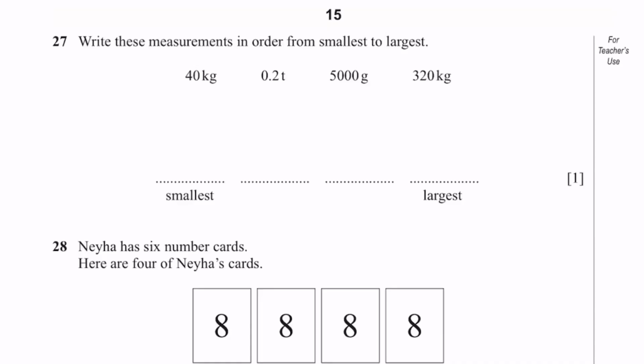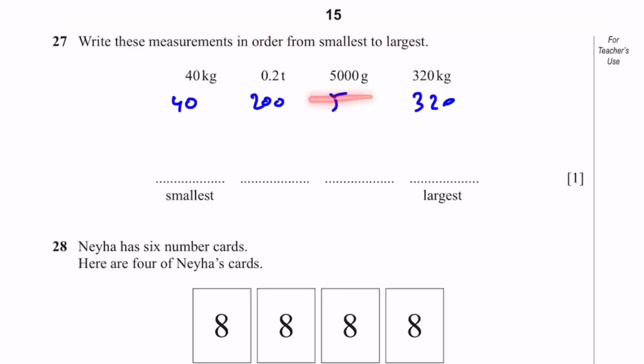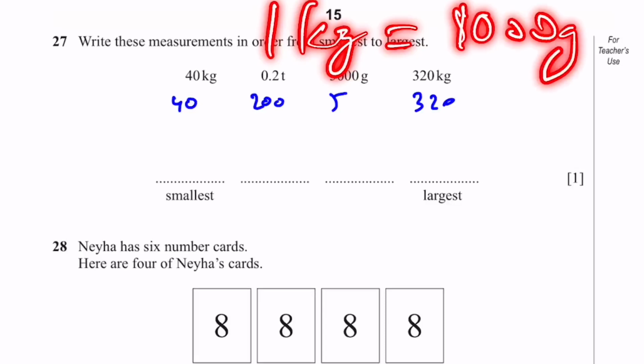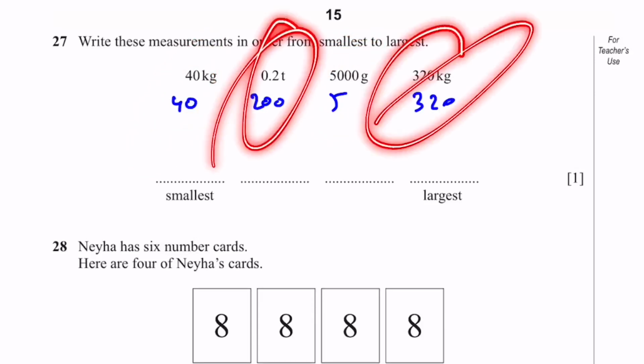Question 27. Write these measurements in order of smallest to largest. 40 kg, 0.2 tons, 5,000 grams, and 320 kilograms. Let's make them all into kilograms. There's 40, 200, 5, and 320. Why is this 200? Because 1 ton is equal to 1,000 kilograms. And why is 5,000 grams equal to 5 kilograms? 1 kg is equal to 1,000 grams. That's why. So the smallest is 5,000 grams, then it's 40 kg, then it's 0.2 tons, and then 320 kg.